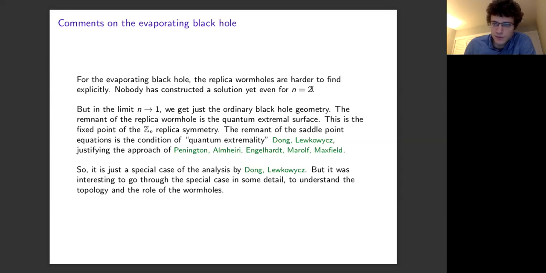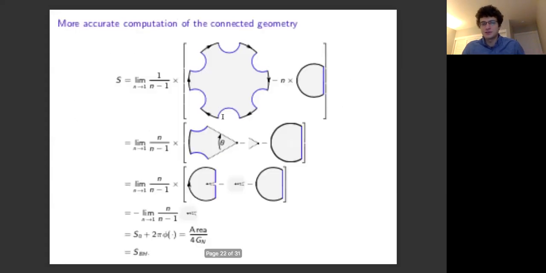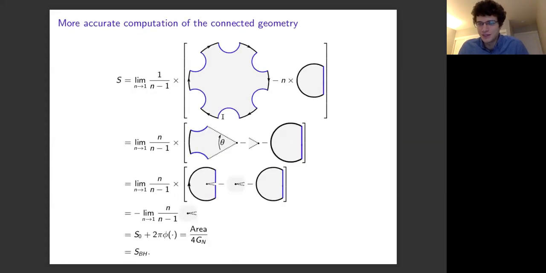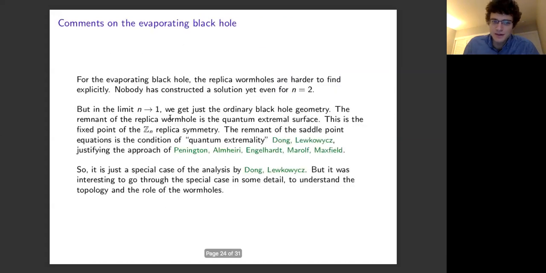That would be for the computation of the purity. But because of this magical manipulation that we described here, it doesn't matter. In the limit n goes to 1, the replica wormhole disappears. It becomes an ordinary black hole geometry. The replica wormhole leaves this remnant.